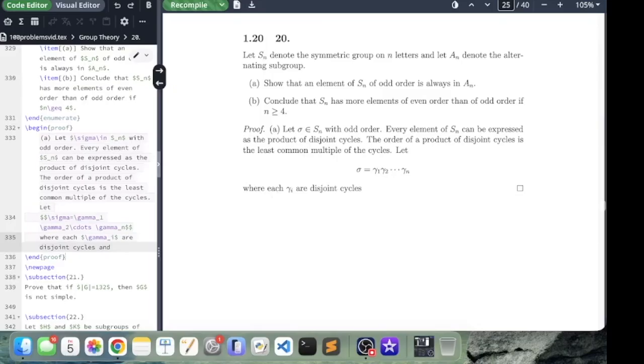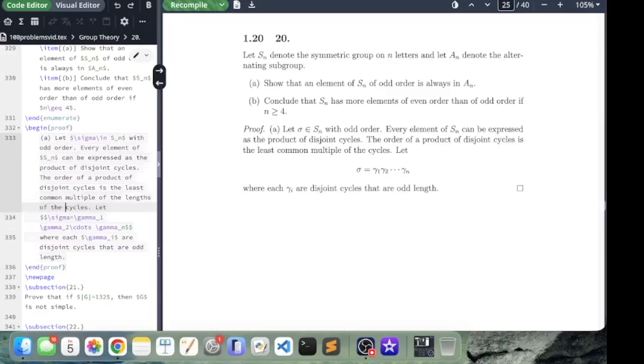And each gamma i are disjoint cycles that are odd, and when I say odd, I mean odd in length. They're odd in length because we're talking about the least common multiple of the lengths of these cycles. Okay, of odd length. And you could use the fact that odd length cycles are even permutations, or you could just quickly prove it. It's not too bad.